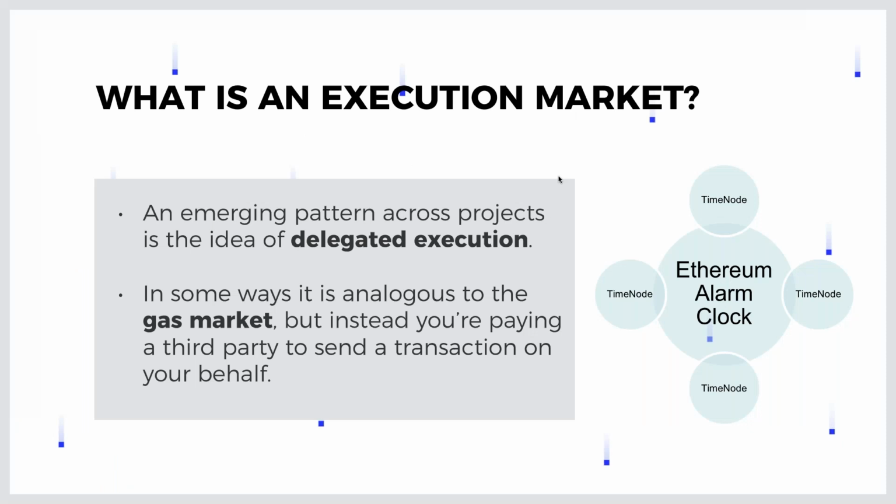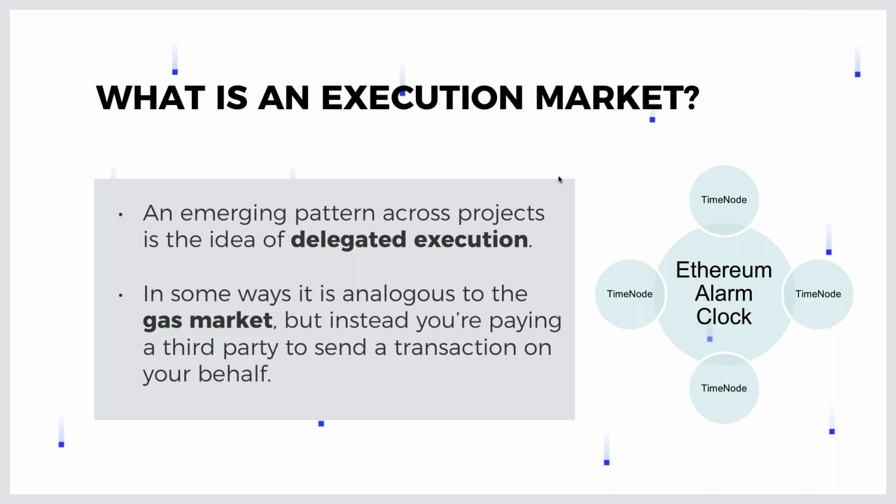Okay, so first of all, what is an execution market? As I said, we've been working on the Ethereum Alarm Clock, which is a scheduling protocol that uses the Ethereum blockchain for holding the scheduled transactions, and it also has an off-chain execution network to execute and facilitate those transactions. While working on that, we saw that the network we've built and are going to release can be used for other purposes, for other projects and protocols.